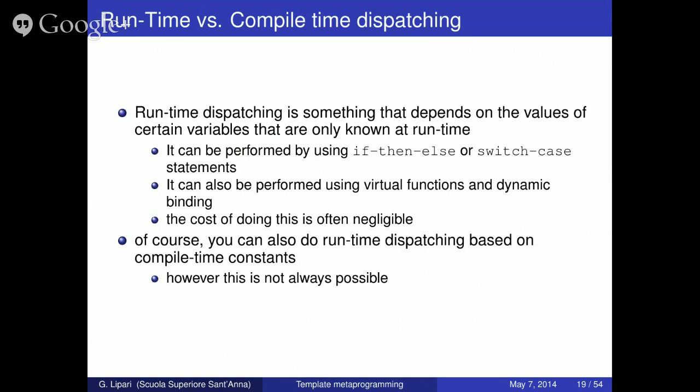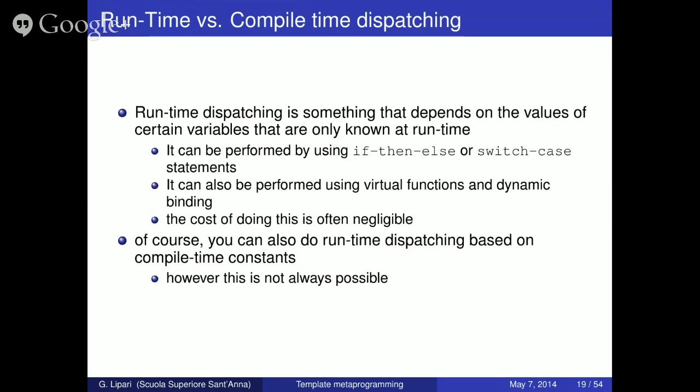Runtime dispatch is something that depends on the value of certain variables that are only known at runtime. Typically, runtime dispatch is done by using if then else, or by using a switch case, or by using virtual functions in dynamic binding. Either you call a virtual function, or you check something, and then you execute one or the other, depending on what you have to do.